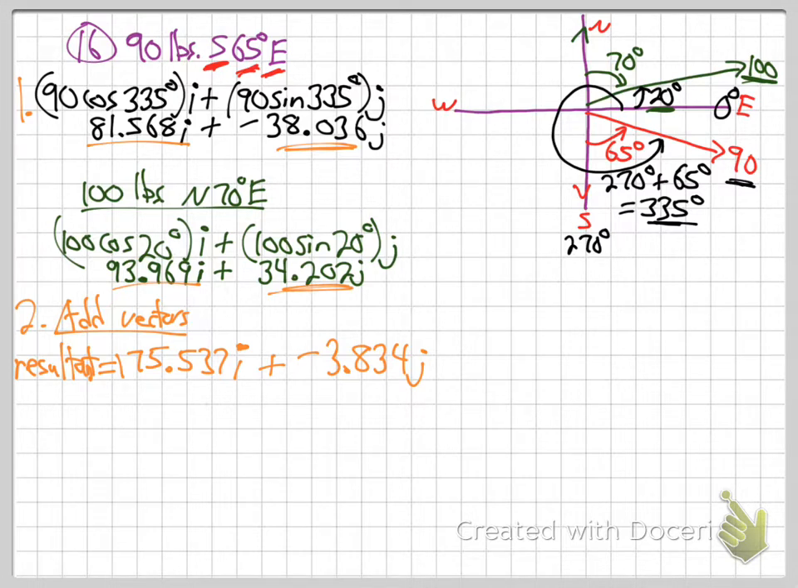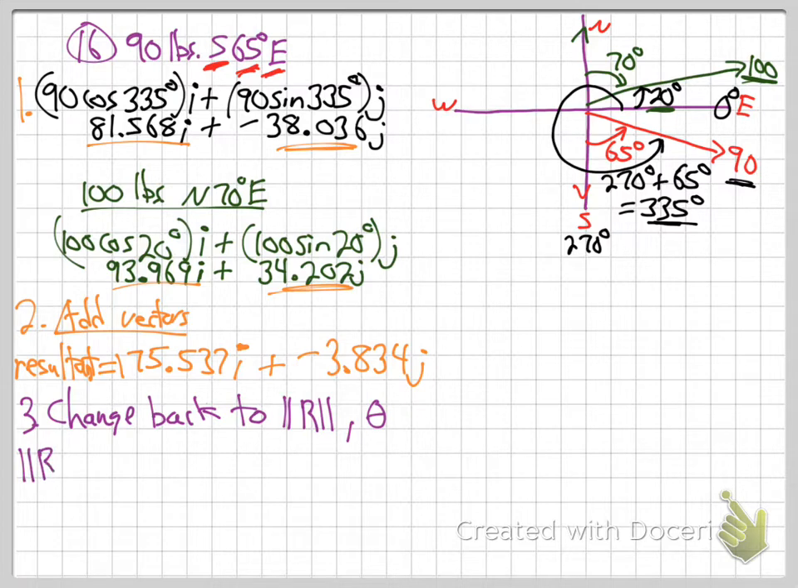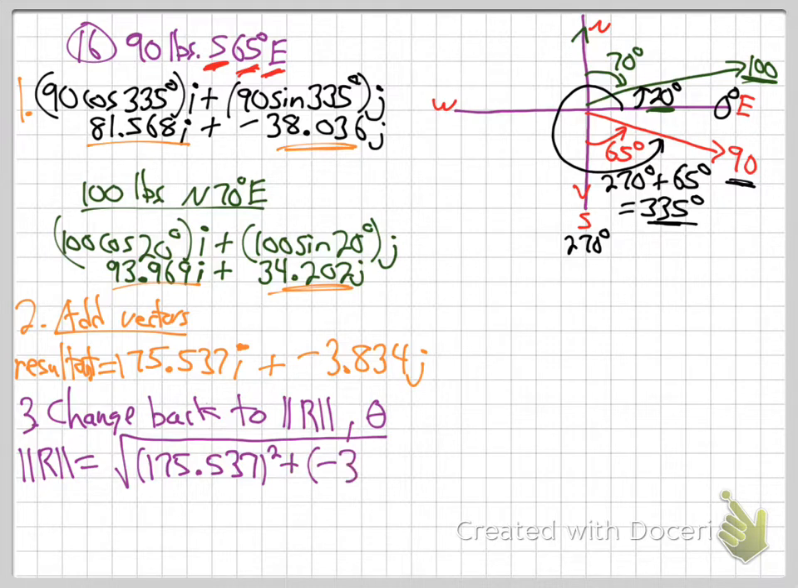Now the third step is to change back. Change back to magnitude of the resultant vector and angle of the resultant vector. So the magnitude of the resultant vector, you know that's the square root of the first number squared, 175.537 squared plus negative 3.834 squared. So I'll do that on my calculator.